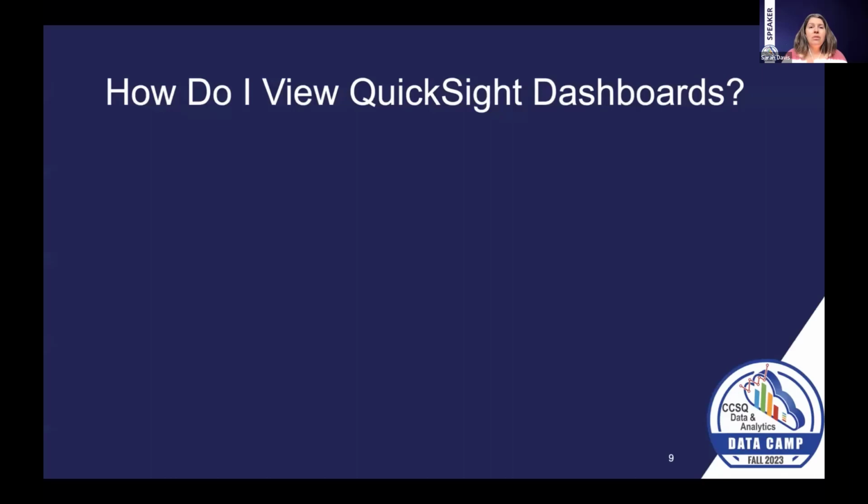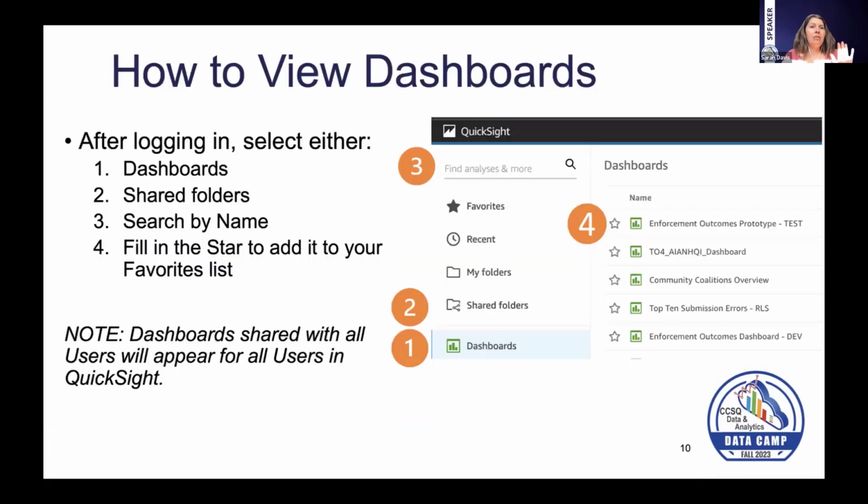All right, how do I view dashboards in Quicksight? So I'm going to start with that perspective of what your end users are going to see. After logging into CCSQ Quicksight, they can view dashboards in a few different ways. One of them is by just seeing that dashboards is an available option on their navigation panel on the left-hand side of their screen. Also, shared folders are created for every different group within CCSQ, and based upon their permissions, they might see shared folders, and they'll be able to select that shared folder that's available to them and then see the dashboards within that have been published in that shared folder.